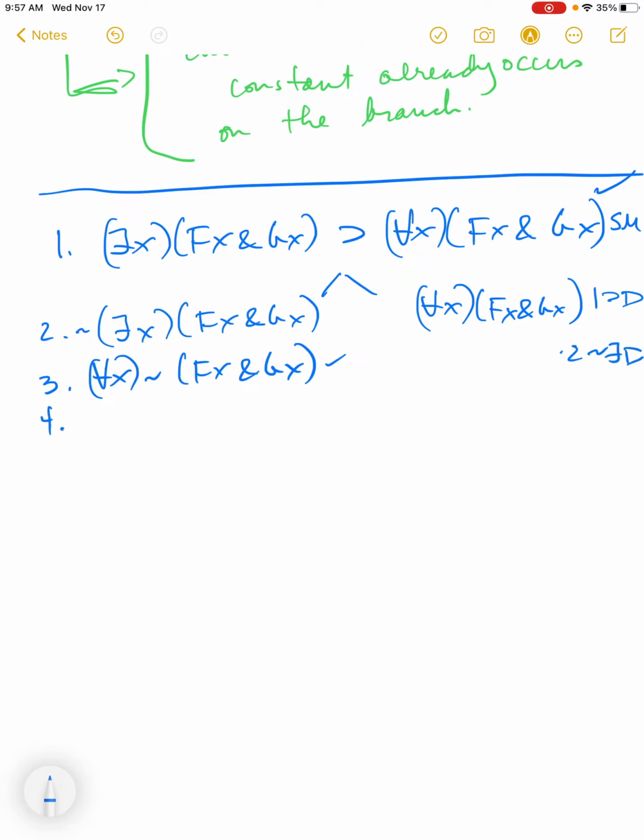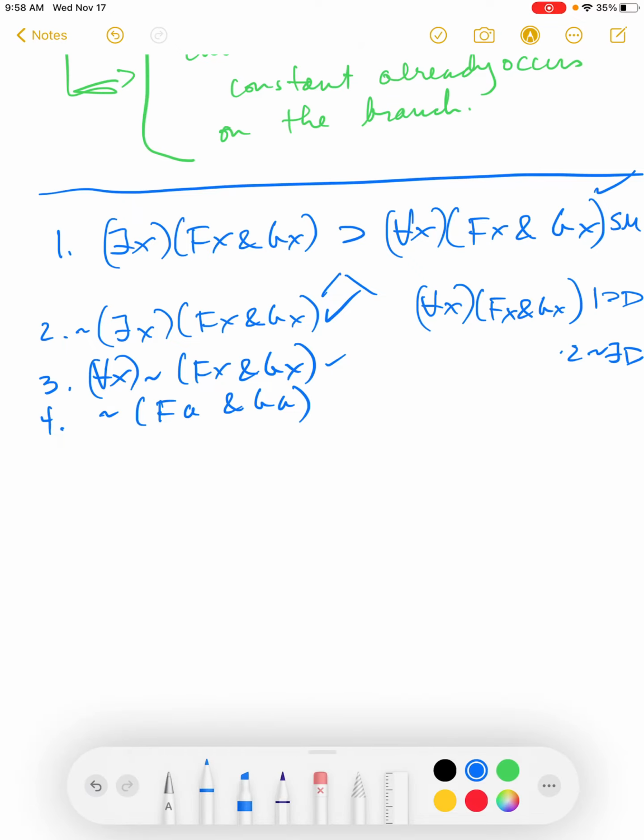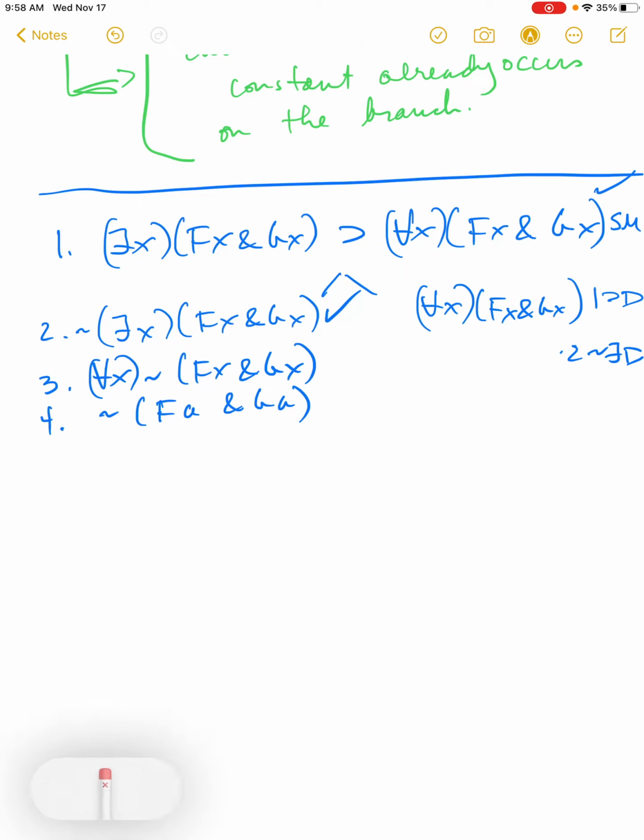Okay, now I'm going to apply universal decomposition to line 3, and because it's universal decomposition, I can use any constant I like. I'm just going to use the alphabetically first one, which is A, and I'm going to get, it's not the case that FA and GA. I meant to check that, not line number 3. Sorry, I put it in the wrong place. I'm not going to check line number 3 because it's a universal quantification. And so I get that from 3 by universal decomposition.